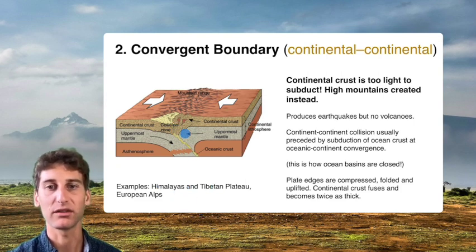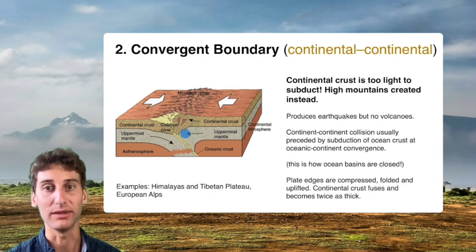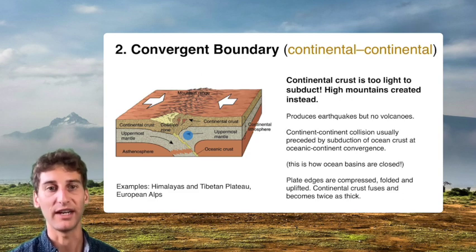This creates crust that's twice as thick, that has really, really deep roots. And this is ultimately how ocean basins are closed, is that you have a constant oceanic margin that turns into this continent-continent collision because you basically run out of ocean.